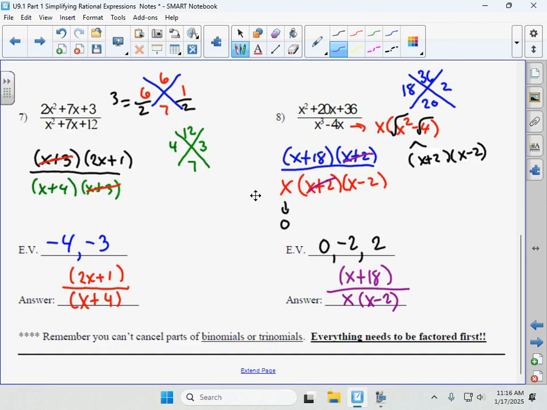All right. So again, at the bottom here it says, remember you can't cancel parts of binomials or parts of trinomials. And then make sure you factor everything as your first step. All right, and that's all we're going to do for this first part.